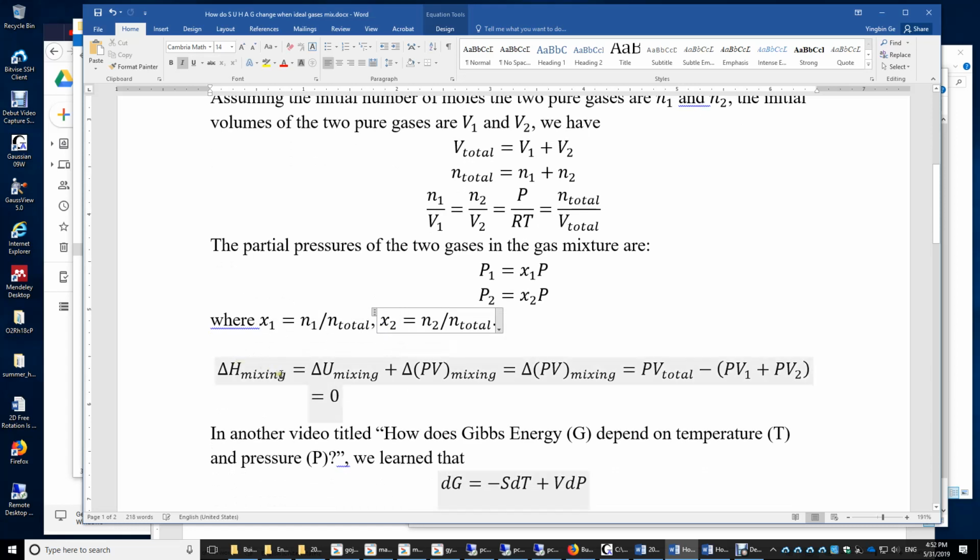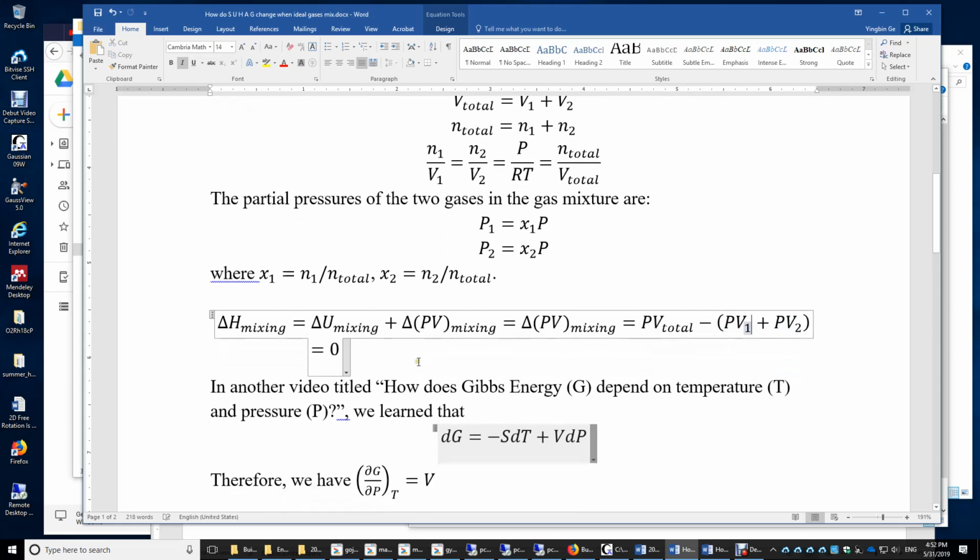The enthalpy change equals the internal energy change plus the change of PV in the mixing process. Delta U mixing is zero. Delta PV mixing can be computed by using PV final minus PV initial. PV final is PV total, and PV initial includes PV1 and PV2. The result is zero. Therefore, there's no enthalpy change in the mixing process.